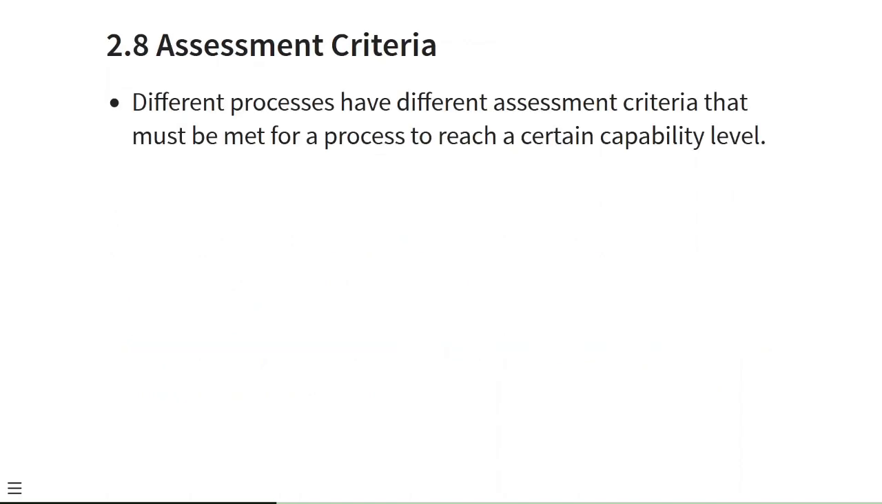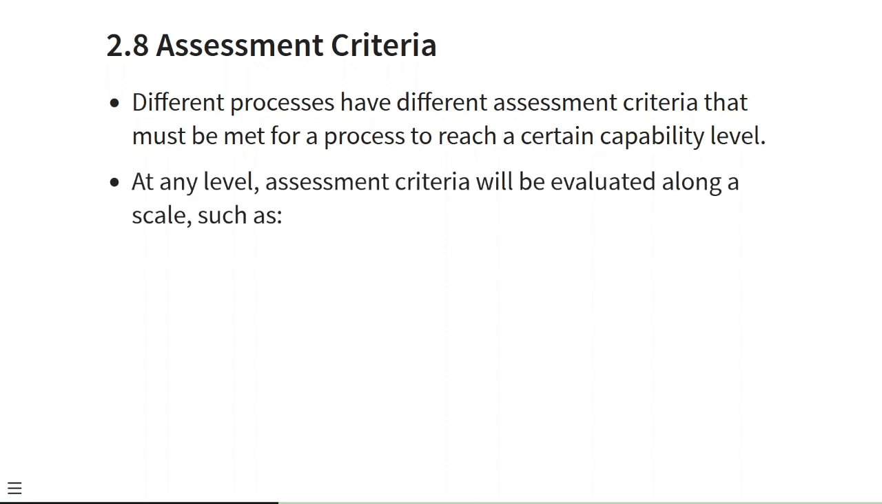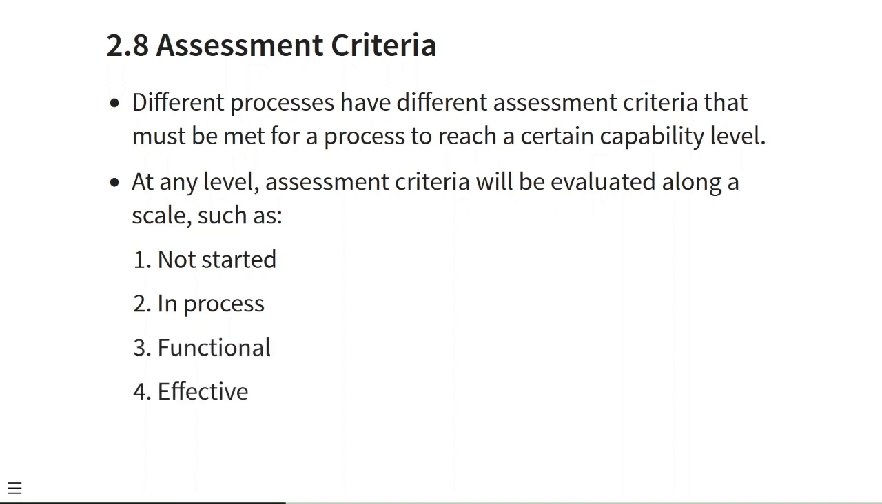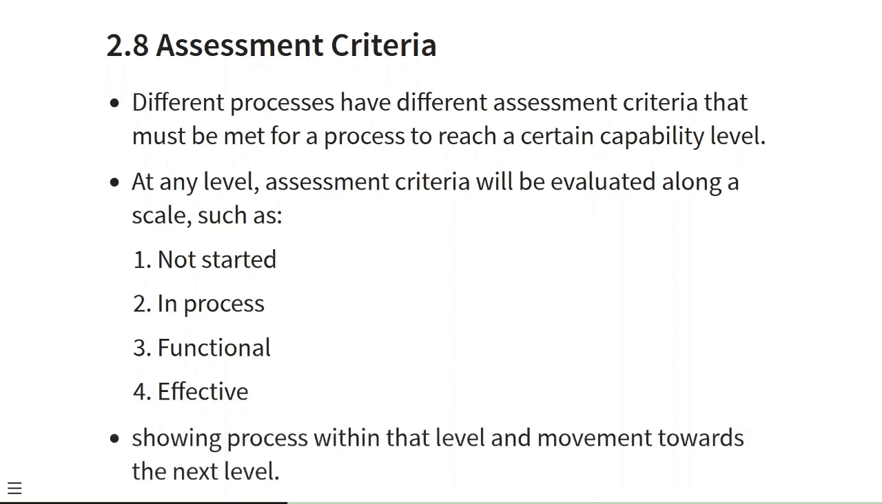Different processes have different assessment criteria that must be met for a process to reach a certain capability level. At any level, assessment criteria will be evaluated along a scale, such as 1. Not started, 2. In process, 3. Functional, and 4. Effective. Showing process within that level and movement towards the next level.